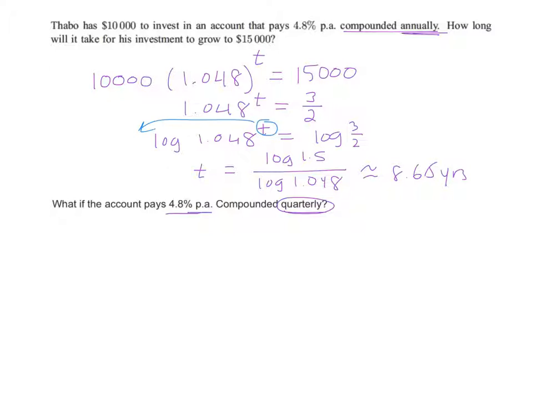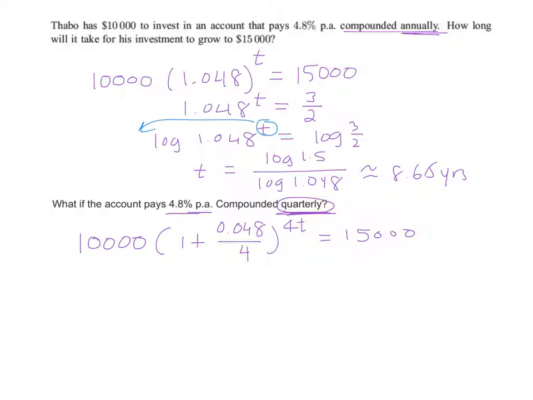So in order to calculate that, it's a similar setup. 10,000 is what he starts with, times 1 plus 0.048 divided by 4, because it's quarterly. Raise that to how many payments there are. Every quarter he gets paid, so every year there are 4 payments. So 4t is equal to 15,000.